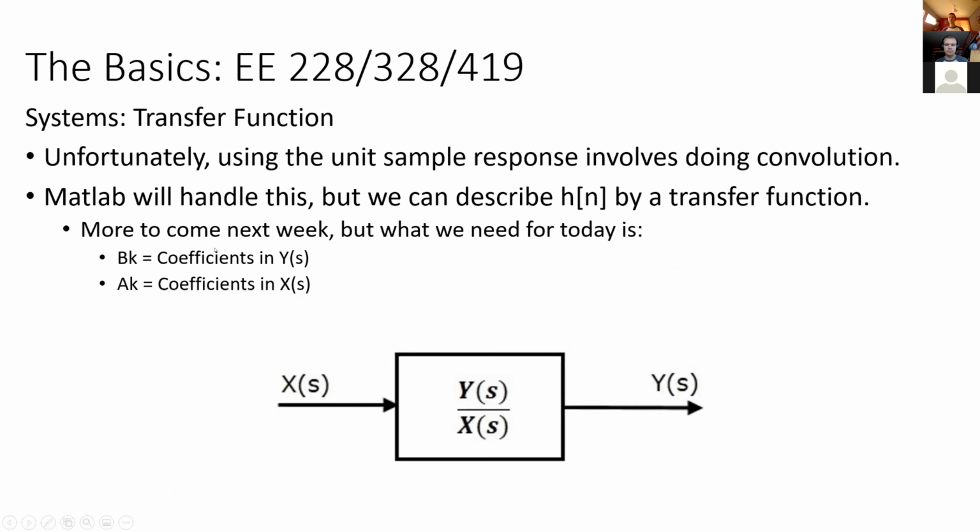MATLAB will usually handle all of that stuff. But we can also describe this h of n by the transfer function. It's commonly written with an H, but H is just equal to Y over X. So it's your output over your input. Whatever you get out, divided by the input. So when you input 1 and you get out 5, it's just like a scalar gain, right? That's how you can think about these things. What we need for today is that MATLAB represents these Y's in terms of b_k's and the X's in terms of a_k's.